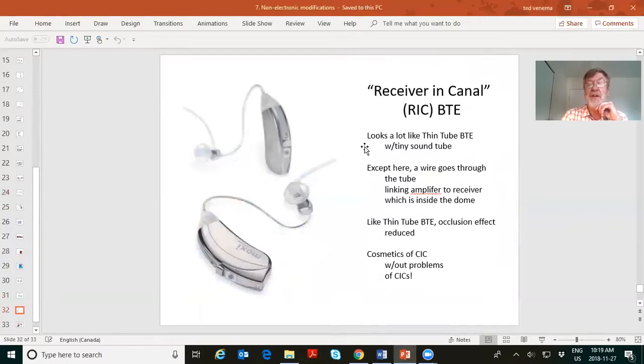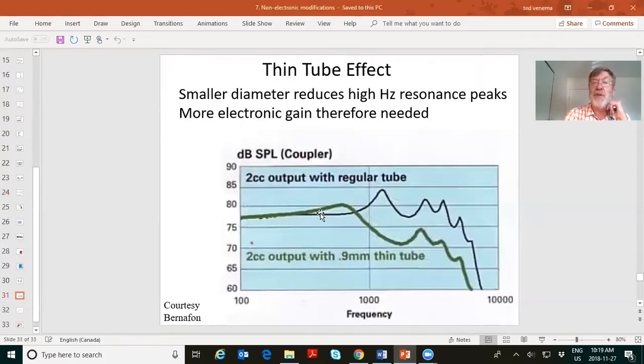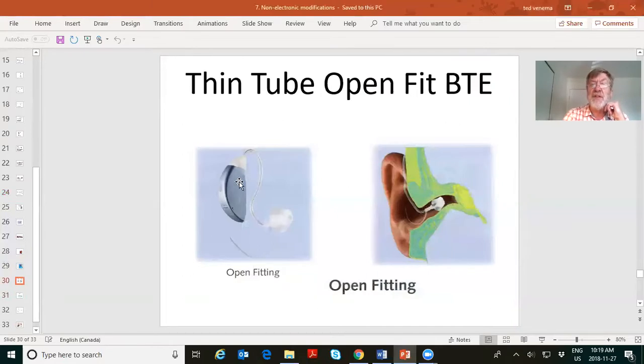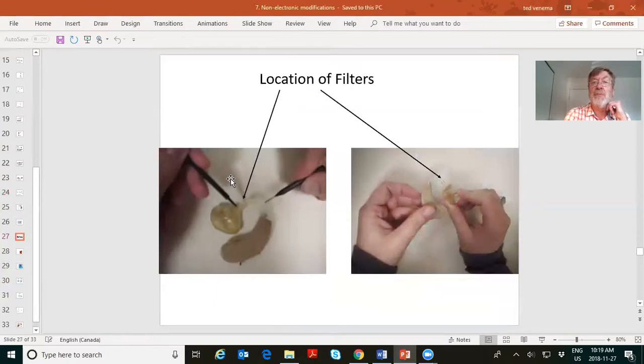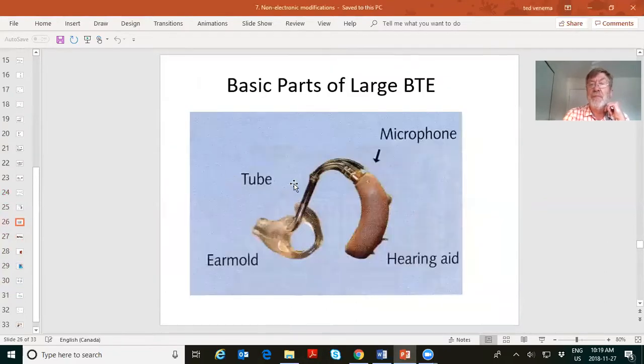Here's receiver in canal hearing aid. Looks a lot like the thin tube, except here a wire goes through the tube, linking the amplifier to the speaker, which is inside the dome. There's your dome, there's the speaker. So the receiver or speaker is here, whereas in the thin tube BTE, it's inside here, just like it was in the regular BTE. The speaker is up here too.